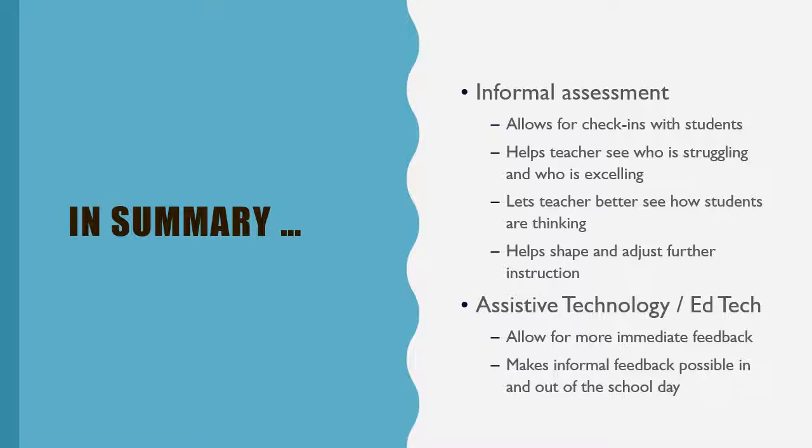Overall, informal assessment helps teachers see what's working and what they need to adjust in the coming lessons. It helps me personally check in with students to see who needs more help and who might need to be more challenged. Assistive technology and ed tech tools allow for these informal assessments to happen at home or school and make it possible to give more immediate feedback.